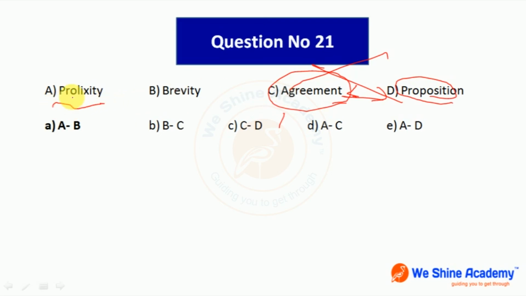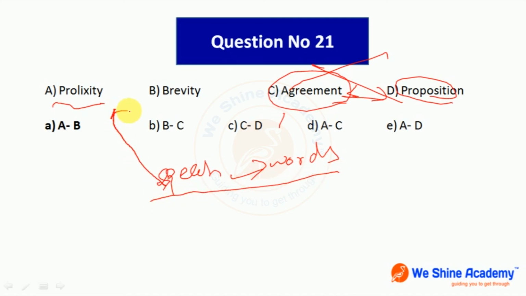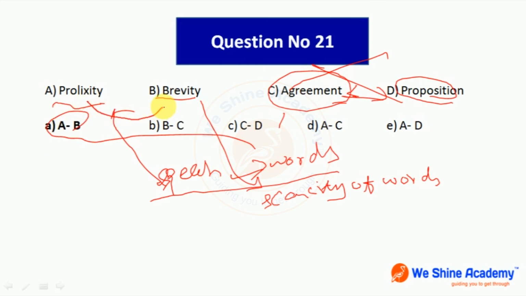Proximity. What do you mean by proximity? Proximity is the word which is nothing but whenever you are going to make a speech. So to make a speech, we want more and more words. This process is called prolixity. Brevity is nothing but the scarcity of words. Scarcity means rare usage of words. So the answer is option A. These two words are entirely opposite in meaning.